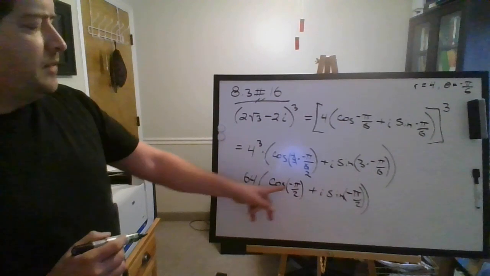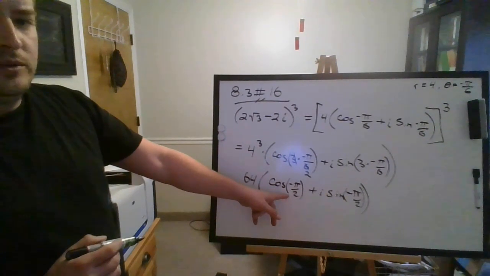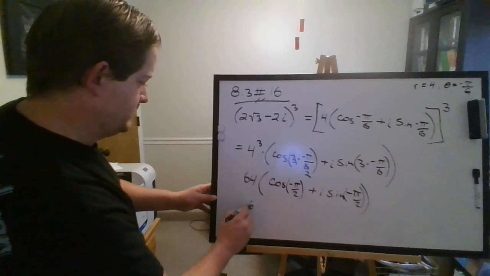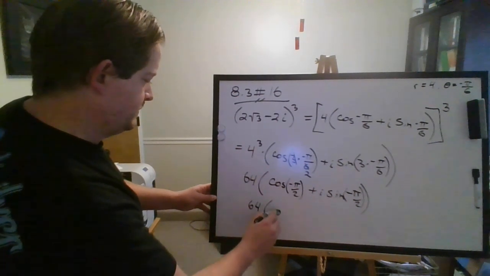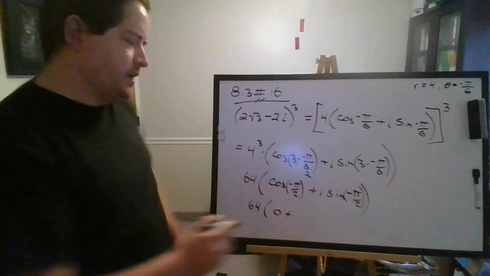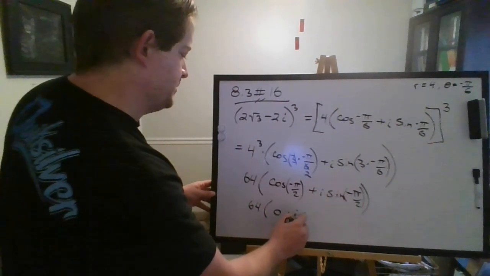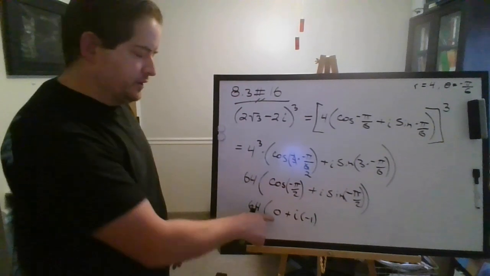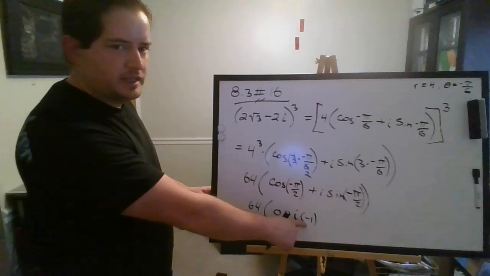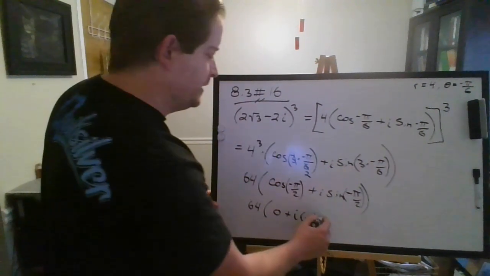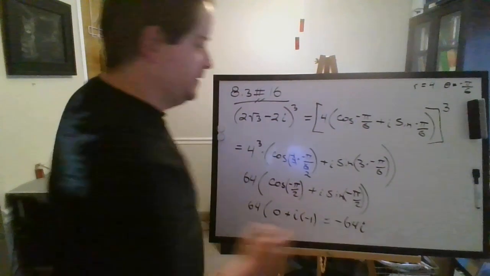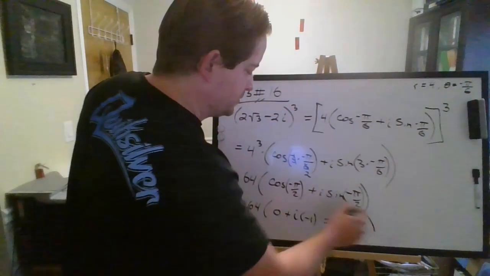I can simplify because cosine of negative pi over 2 is 0. But sine of negative pi over 2 is negative 1. So I have I times negative 1. The 0 doesn't matter, but 64 times negative 1 is negative 64 times that I. So I have negative 64I, and that'll be my final solution here.